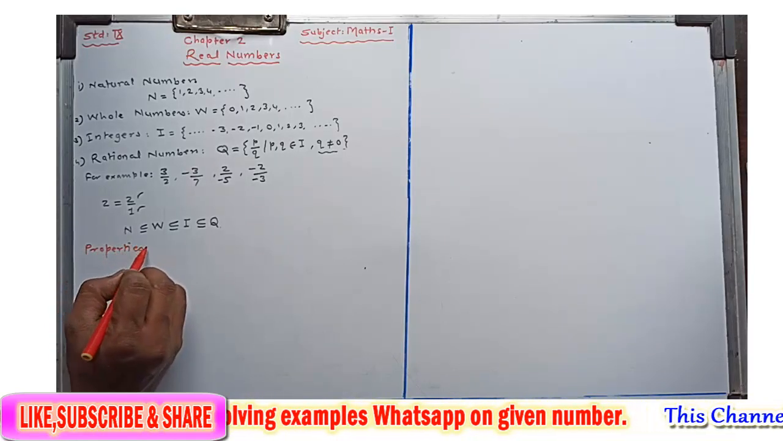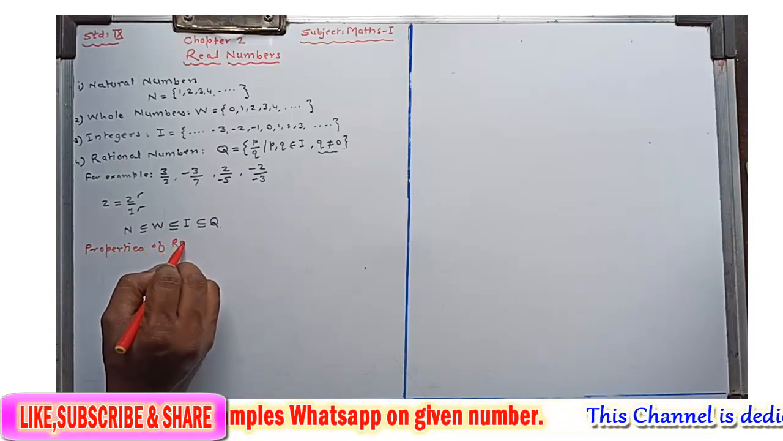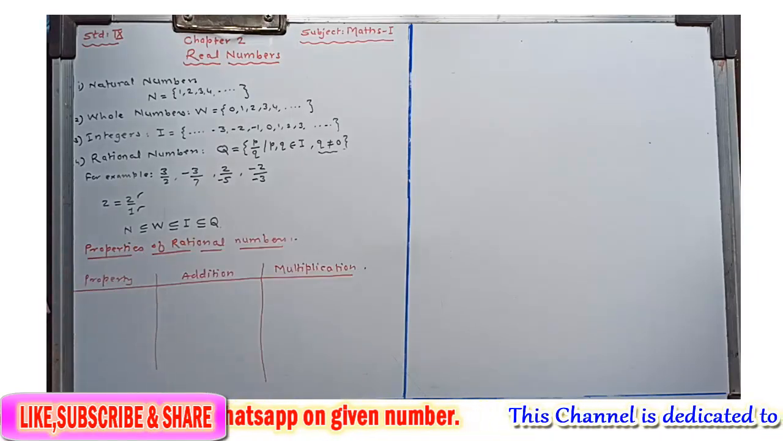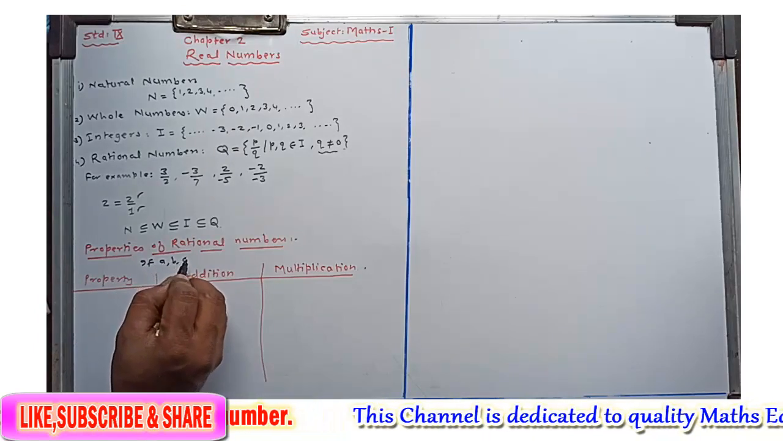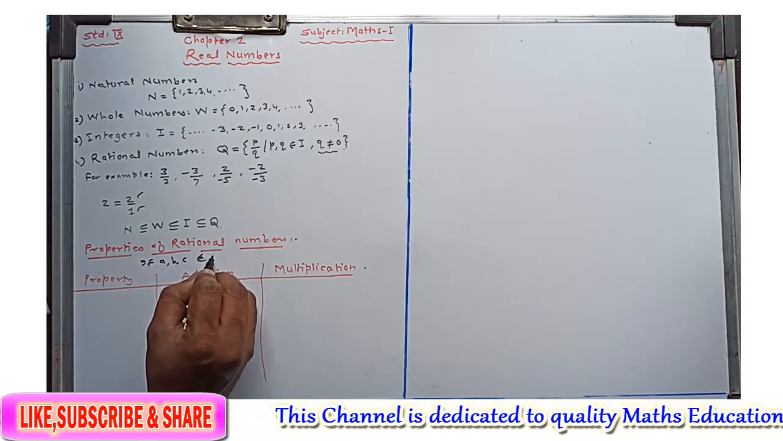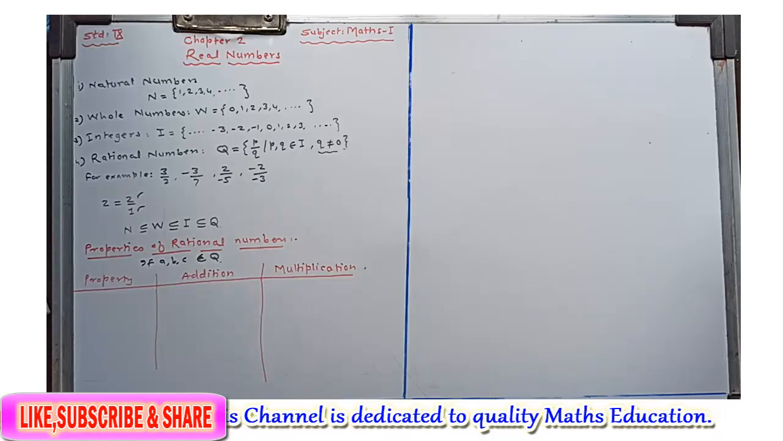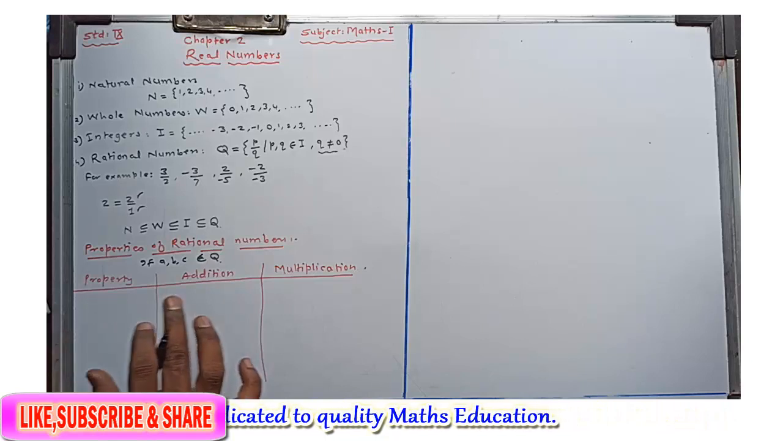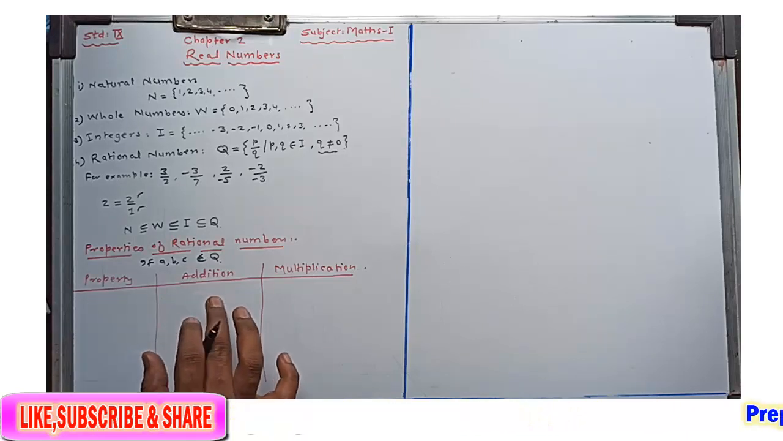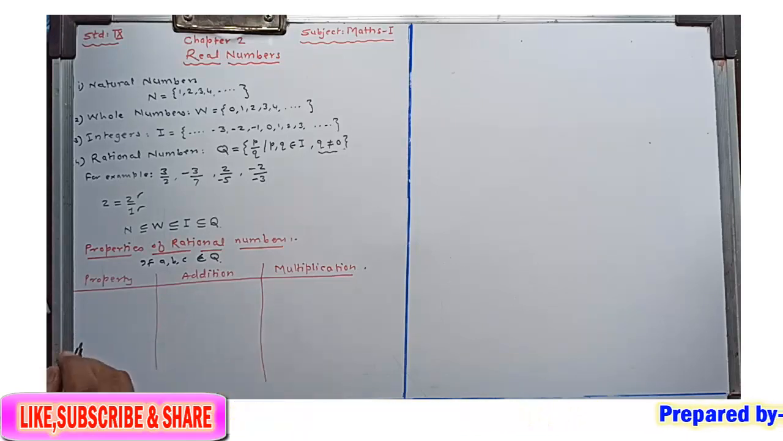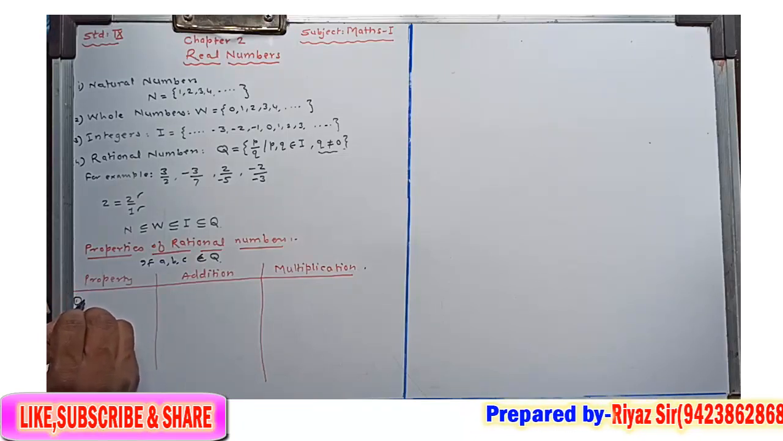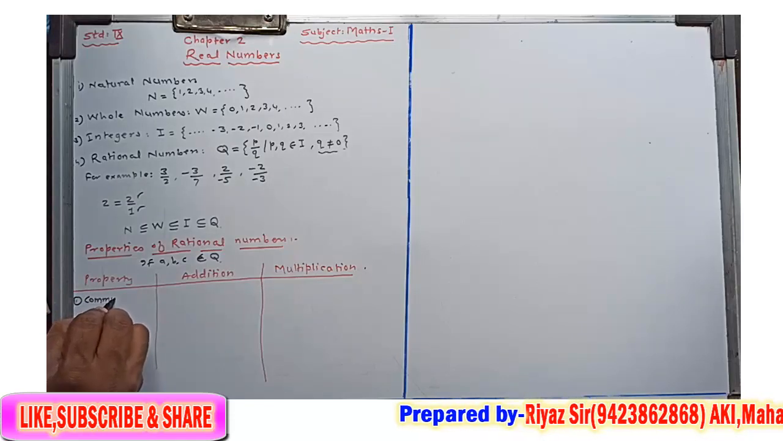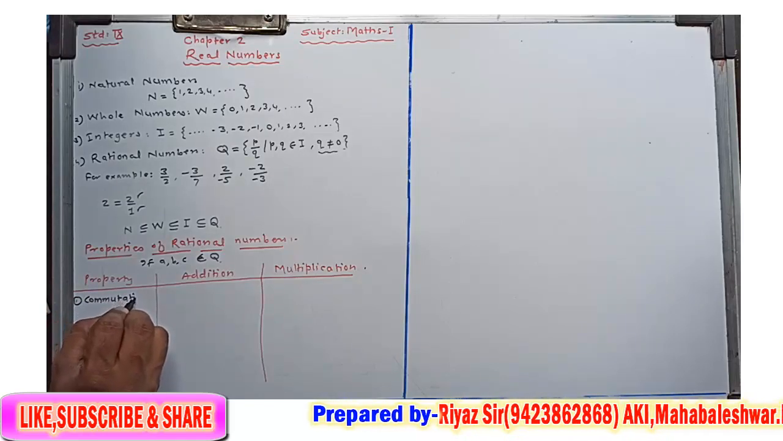Properties of rational numbers. Consider if a, b, c belong to Q, that means a, b, c are rational numbers. Then we will study the properties of those rational numbers on addition and on multiplication. The first property is called commutative.